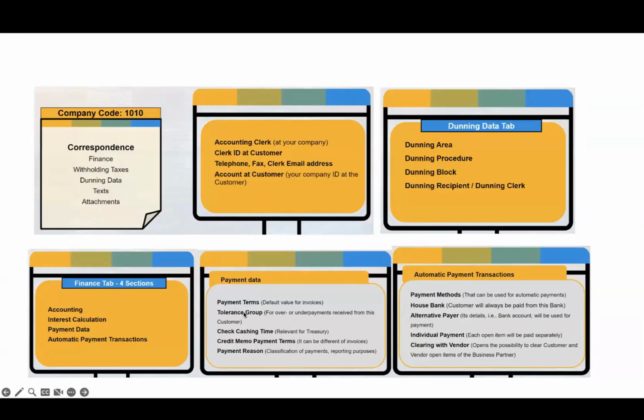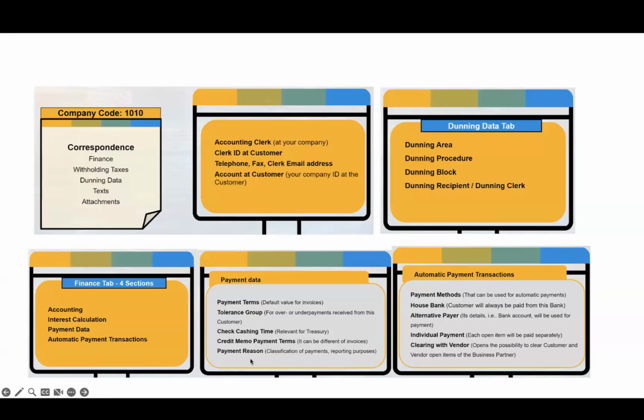In the payment data, you'll come across tolerance groups. So what do we use a tolerance for? So tolerance is how much you're prepared for the customer to overpay or underpay and just accept it without it creating an exception for you. So you might say, well, up to 2% or up to €5. That will be our accepted tolerance for when we get underpaid or overpaid.